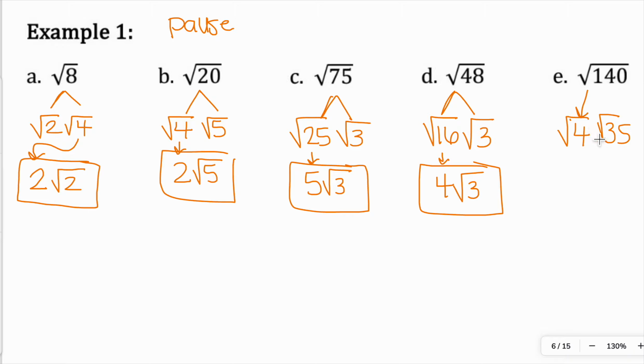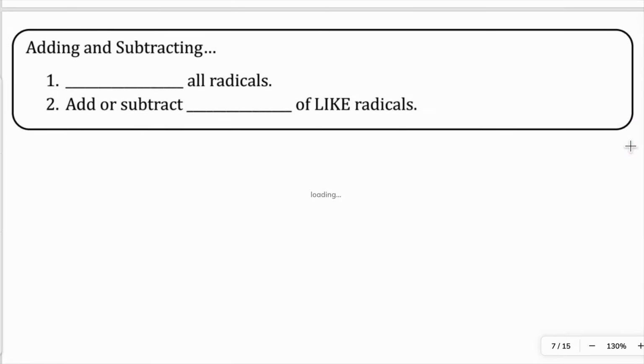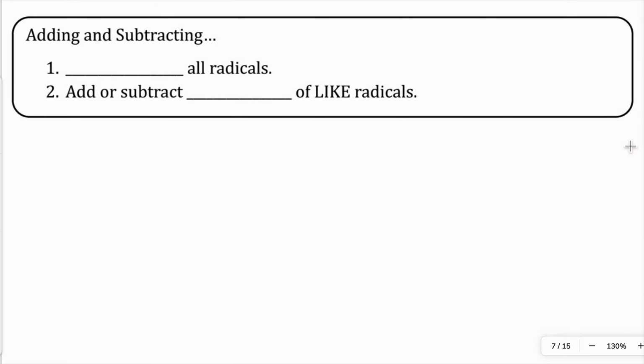So when I worked my way down, I went 25, 16, 9, 4 was the next one that worked. So that would be 2 square root 35. Okay. Next up we have adding and subtracting. So let's flip the page and talk about that.